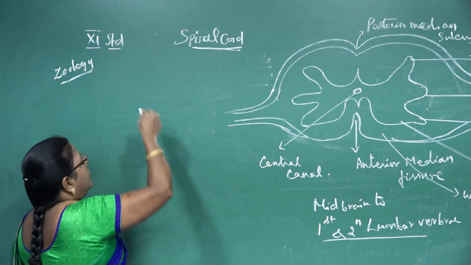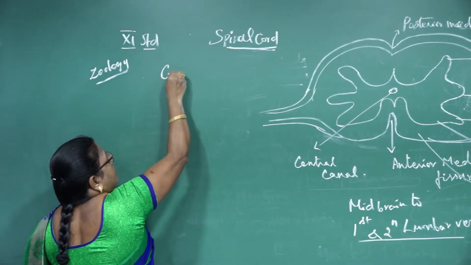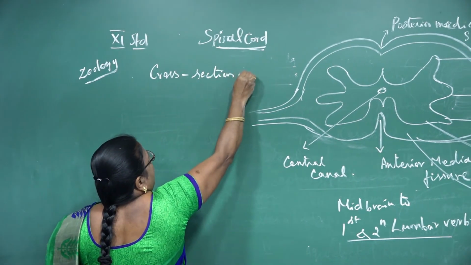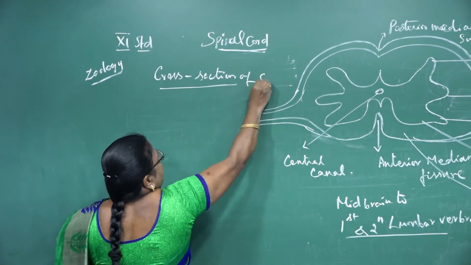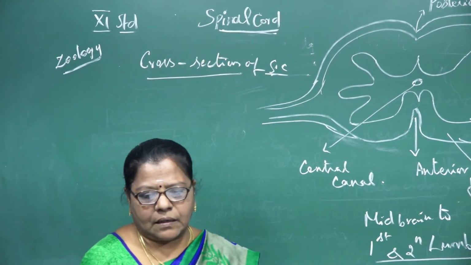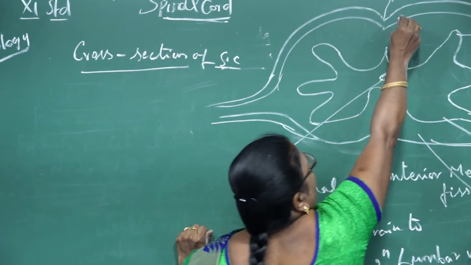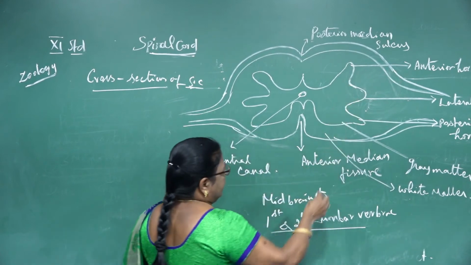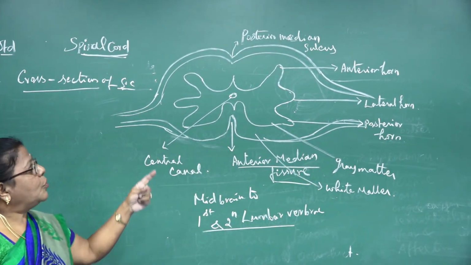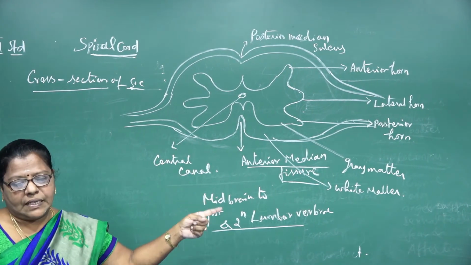Now we are seeing the cross section of the spinal cord. The cross section of the spinal cord has two indentations. First one, posterior median sulcus. Second one, anterior median fissure.